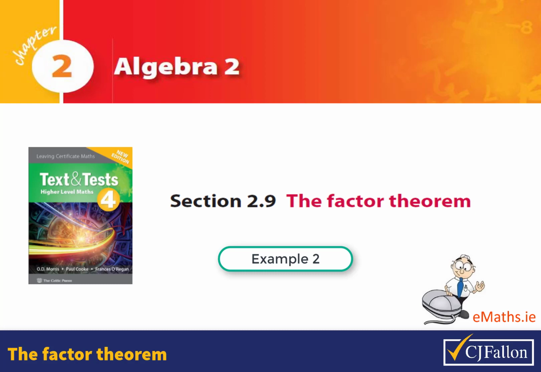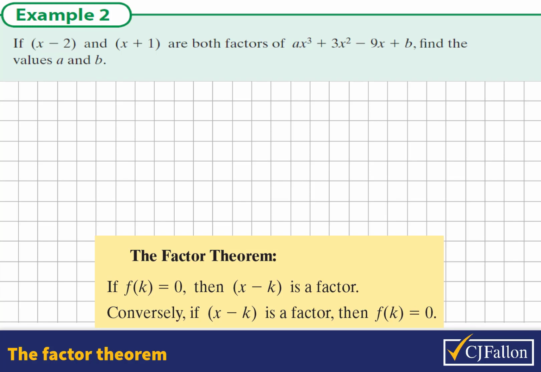In this example, we're going to use the factor theorem. The factor theorem relates factors and solutions. So we are given two factors here, x minus 2 and x plus 1, which are both factors of a given cubic expression, and we're asked to find the values of a and b.